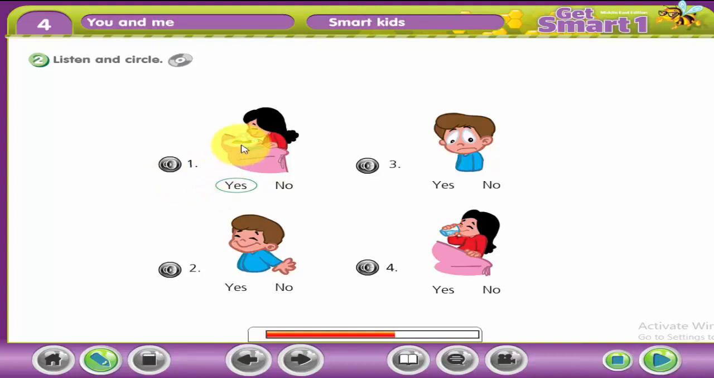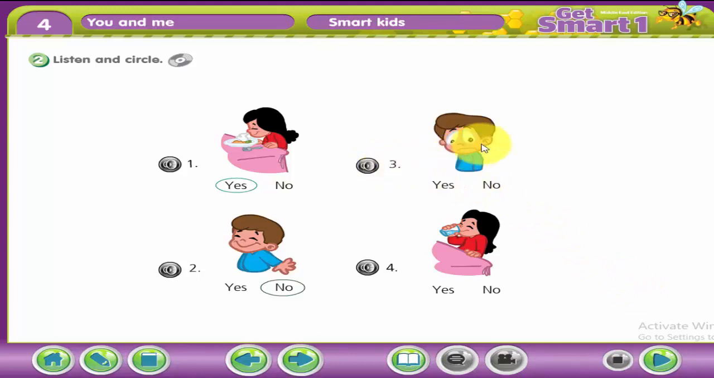1. Are you hungry? She looks hungry, she is smelling the food. Yes. 2. Are you sad? Yes or no? It is clear from the picture. No, I am not. 3. Are you happy? No, I'm not. 4. Are you thirsty? Yes, I am. 3. Are you happy? He looks very happy. No, I am not. 4. Are you thirsty? Yes, I am.